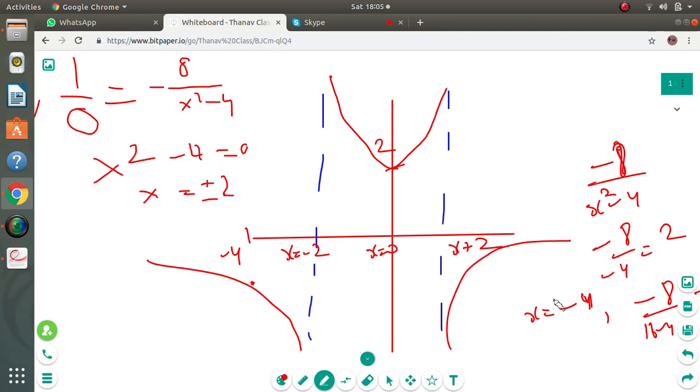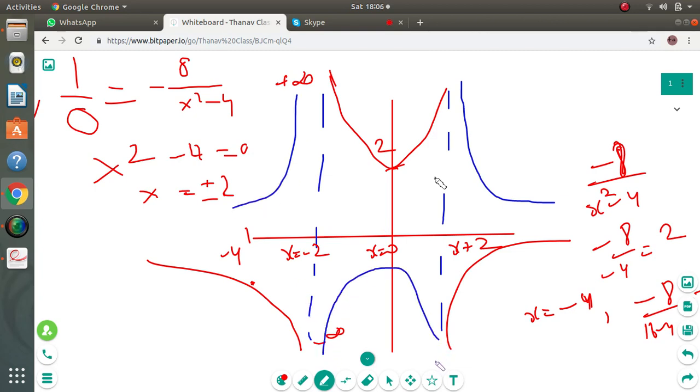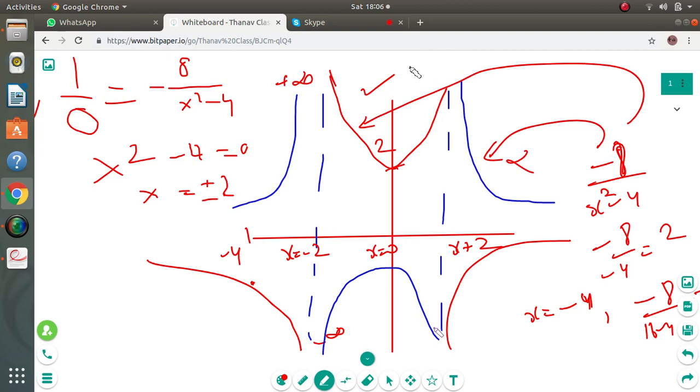The graph is always like this for the asymptotes. Infinity here, plus and minus infinity. Technically the graph could also be like this, right? It could also be like this, but it will not pass through that point. That's why we need to know the points. This graph will not satisfy this, this graph will satisfy this.